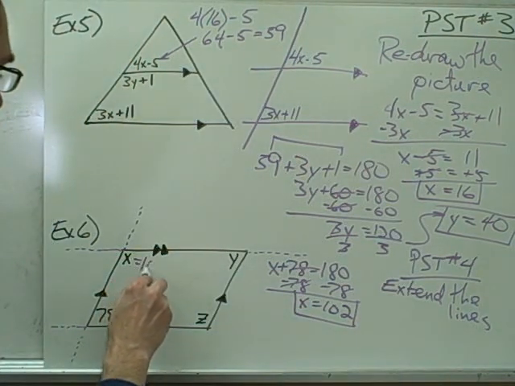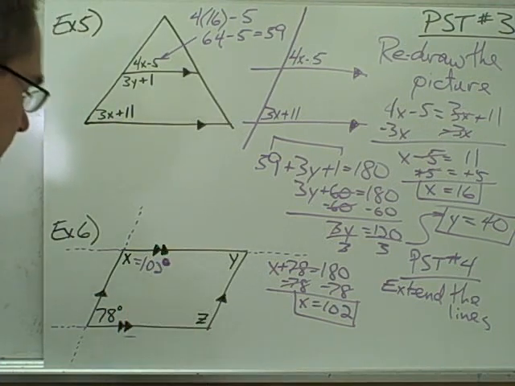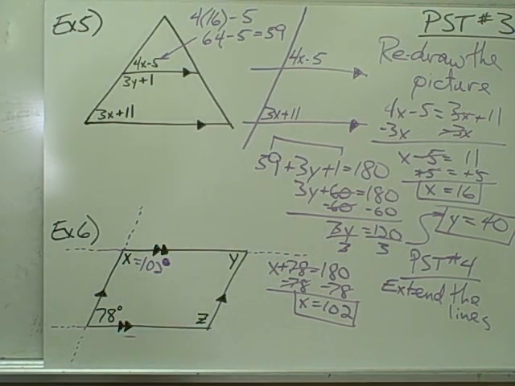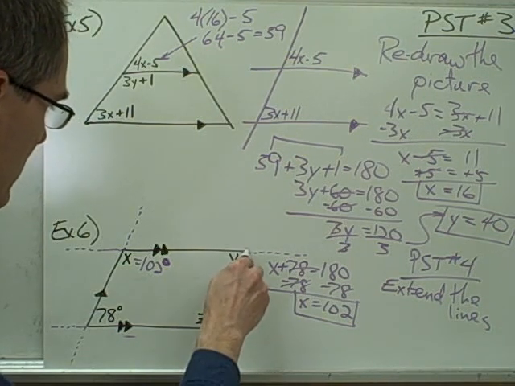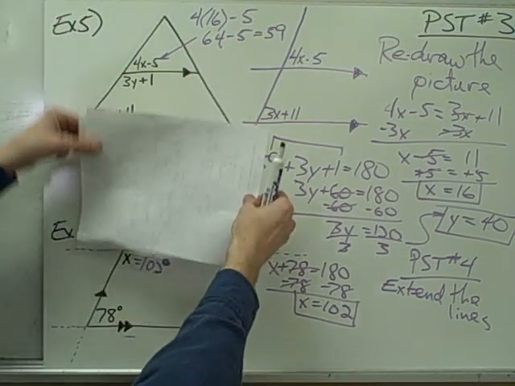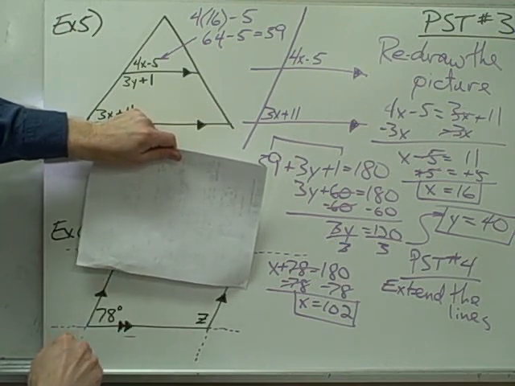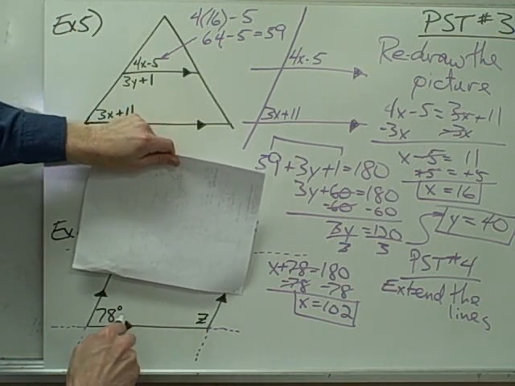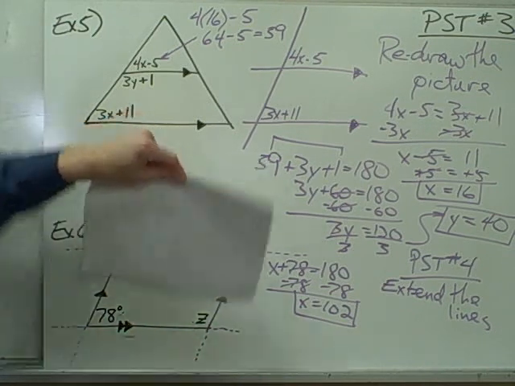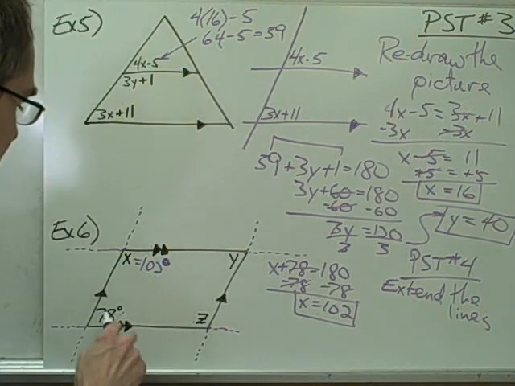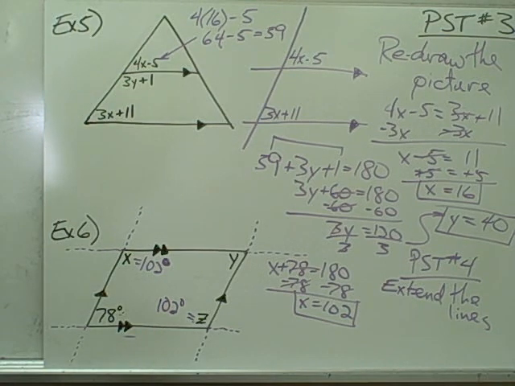So now I have that x equals 102 degrees. So let's see, let me go ahead and extend some more of these lines here. And now, let me cover up this part of the picture. Well, once again, I have two parallel lines cut by this transversal, and once again I have same side interior angles, which means those two angles must again be supplementary. So z must also be equal to 102 degrees.